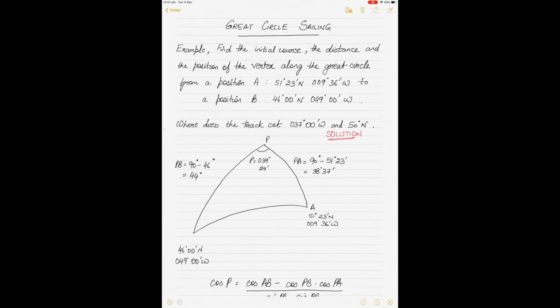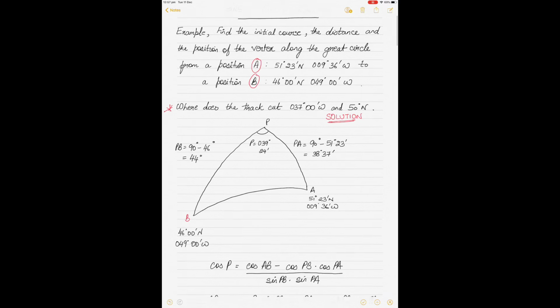highlighting the two positions which are given to us, position A and B. What we have to do is find the initial course, the distance between the two positions, and the position of the vertex along the great circle. Additionally, we'll also be finding out where the track cuts the longitude of 37 degrees west and 50 degrees north, situated on the track between A and B. Right, so let's start by drawing a diagram.